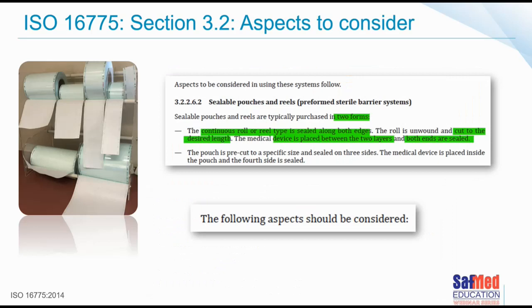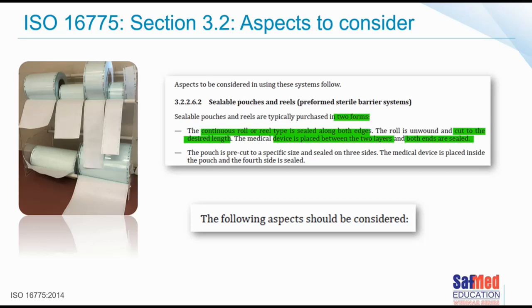Okay, sealable pouches and reels are preformed sterile barrier systems. As you know, they're available in two different forms, one being a continuous reel or roll type that's sealed on two edges. The roll is unwound, cut to the desired length. The medical device is placed between the two layers and both ends are sealed. The pouch version, of course, is pre-cut, and that is sealed on three sides.